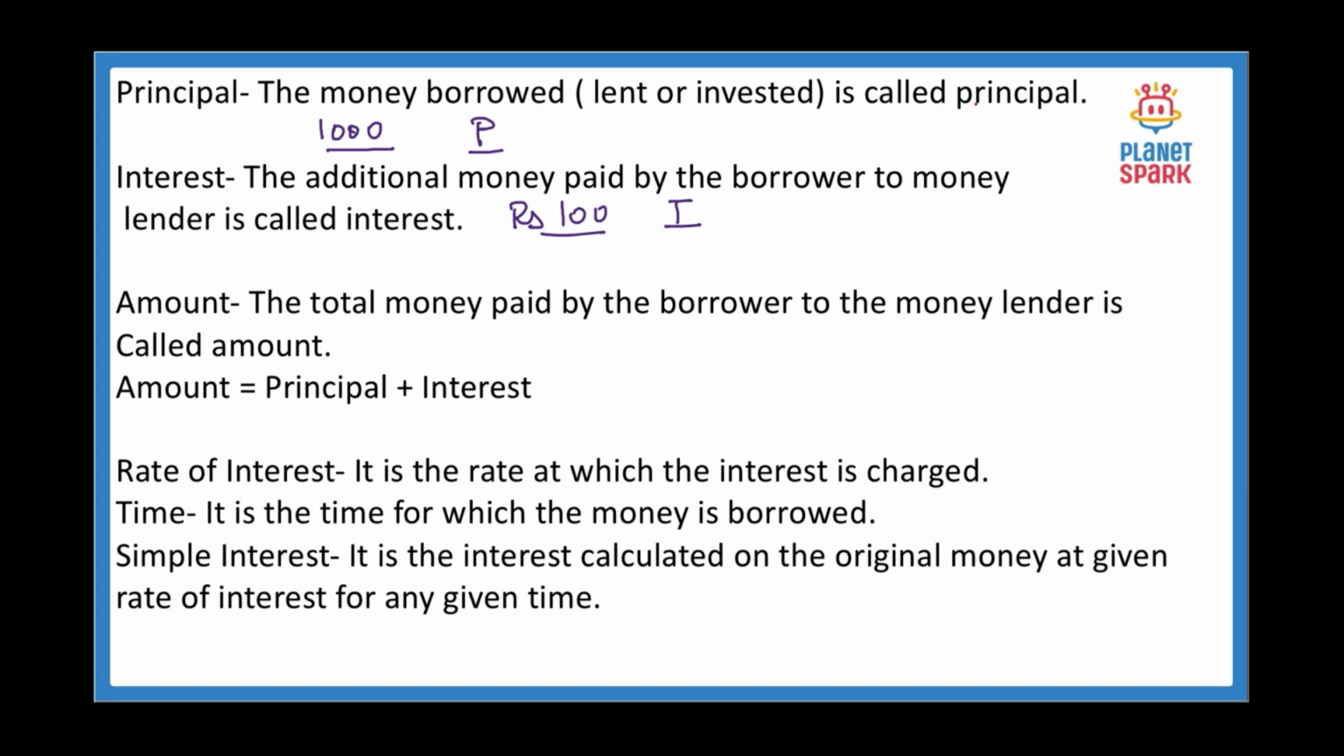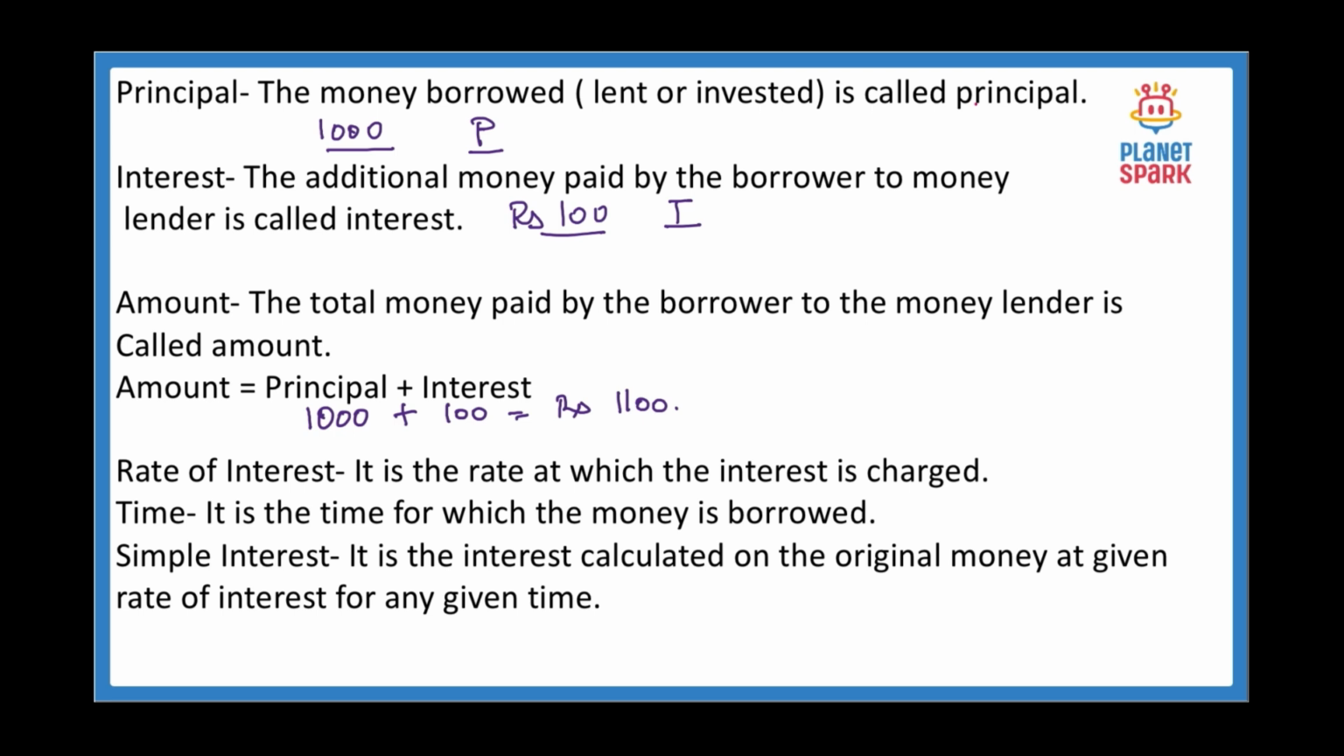Amount is the total money paid by the borrower to the money lender. That is principal plus interest, the original amount plus the interest amount. That means rupees 1000 plus 100, that is 1100 rupees. Furthermore, in this case, we were just given the value of the interest. But if we have to calculate interest, we would be knowing the rate of interest, the rate at which the interest is charged, the time, which is the time for which the money is borrowed, and the simple interest. Simple interest would be calculated on the principal amount keeping in mind the rate and the time.